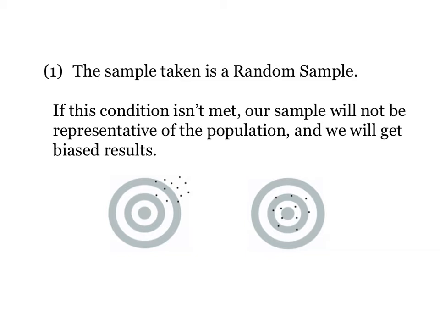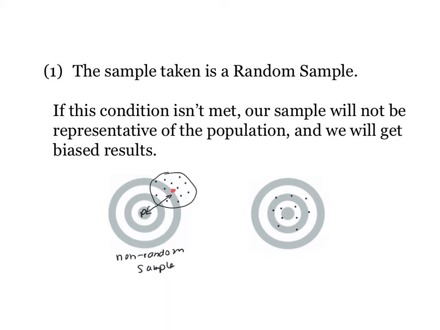Number one, the sample taken is a random sample. Well, if this condition isn't met, our sample will not be representative of the population, and we will get biased results. This is from a non-random sample. Okay, and what will happen is, when we average out all of those dots, which I'll do here in red, the average will be somewhere in the middle. Notice it's nowhere close to the population parameter.